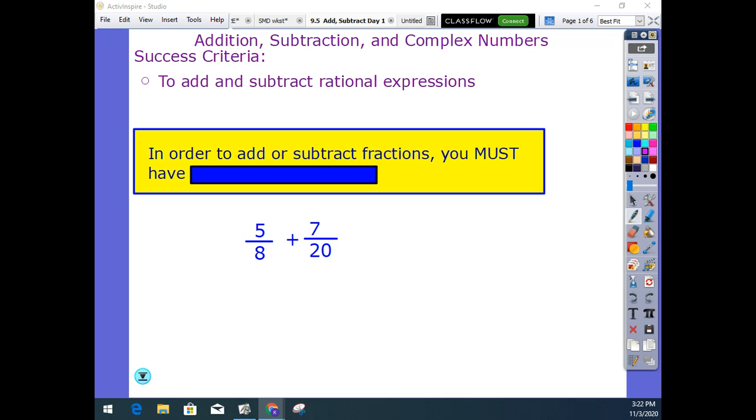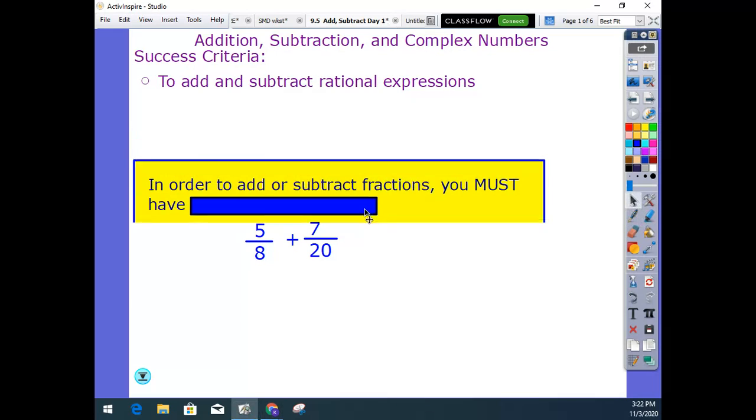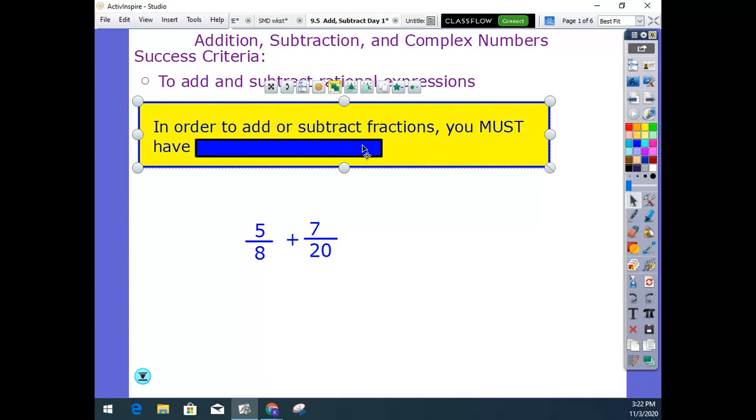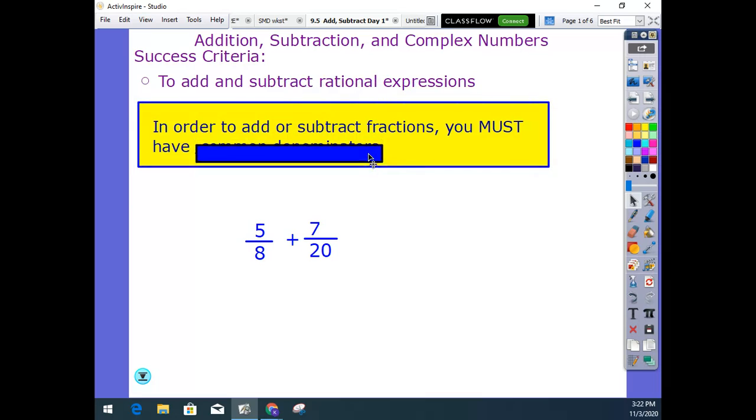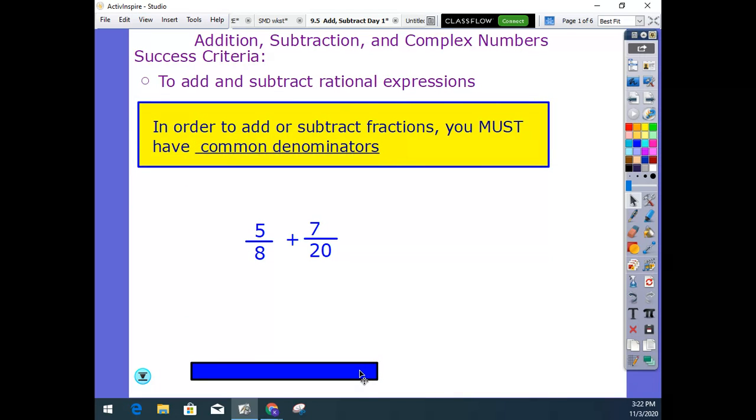All right, so now we're going to move into add and subtract. In order to add and subtract fractions, you have to have common denominators. I'm going to show you maybe a little different way to build a common denominator. With the denominators 8 and 20, I want you to think of all of the prime factors that make up each one.